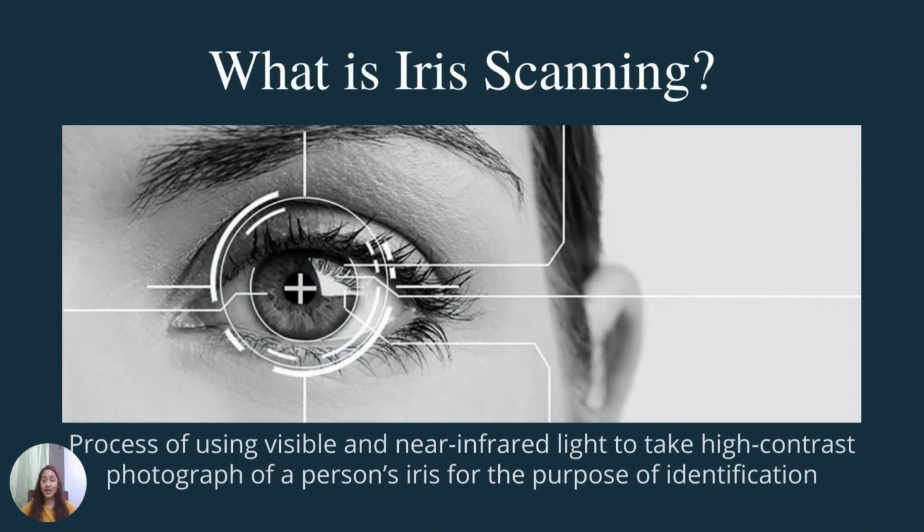So, iris scanning or iris recognition is an automated method of biometric identification in which visible and near infrared light is used to take a high contrast photograph of a person's iris for the purpose of identification.